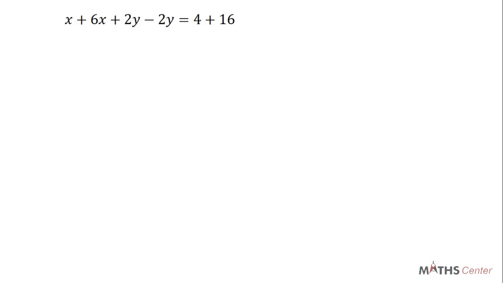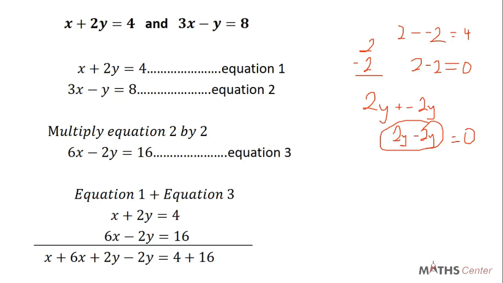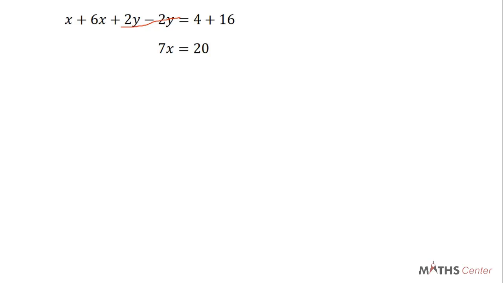So because 2y minus 2y will cancel out, we are going to have x plus 6x is equal to 4 plus 16, because when you come here, you are going to have 4 plus 16. So that is going to give us 20. So 7x is going to give us 20. We know from linear equations that when you get here, you divide through by 7, and x is giving us 20 over 7. So we have been able to find x to be 20 over 7.